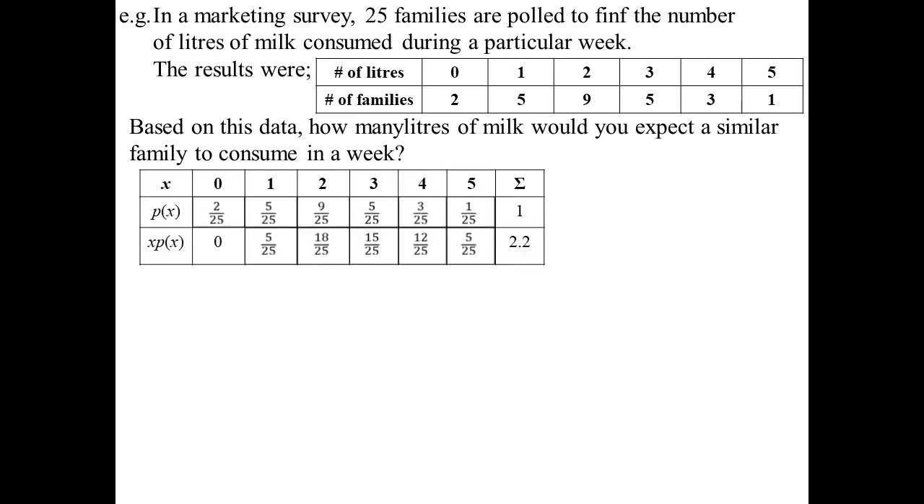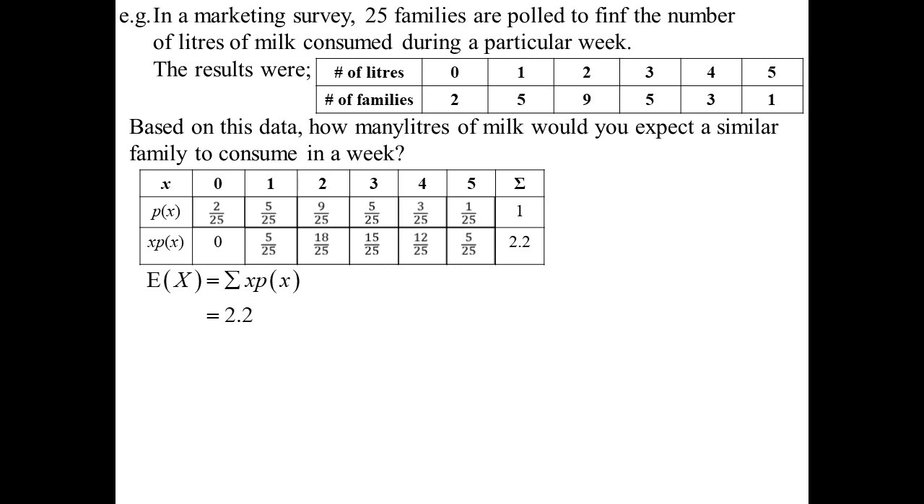So we'll draw up our table. I'll be using rows rather than columns. So I have a row for the probability of x, and then I'll need a row for x times p(x), because we're going to sum those up. And I've added a column at the end for the sum. So all the probabilities, of course, sum to be 1. And x p(x) sums to be 2.2. So our expected value is the sum of all those, 2.2.